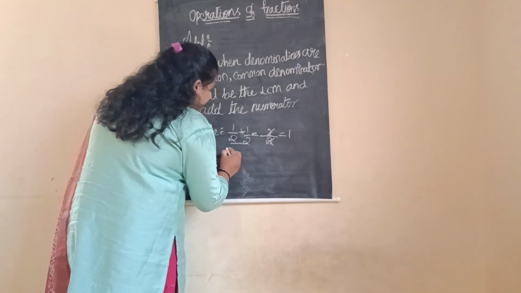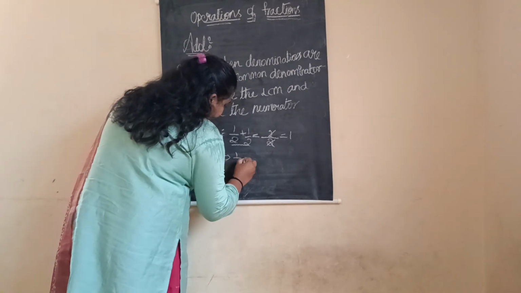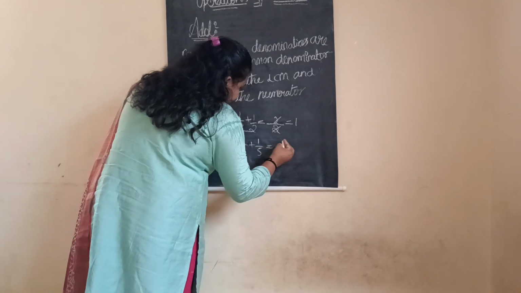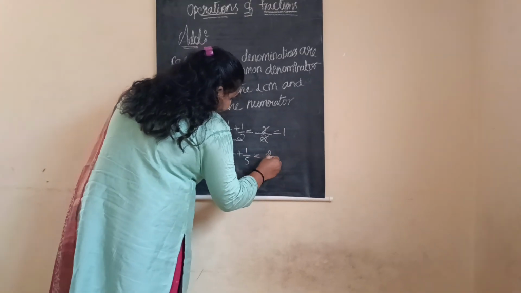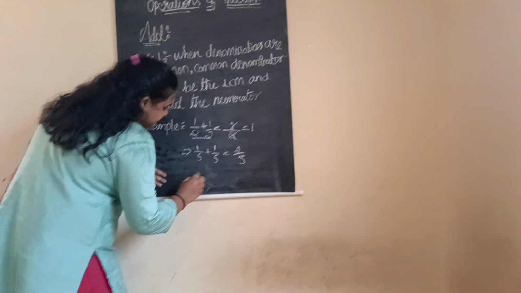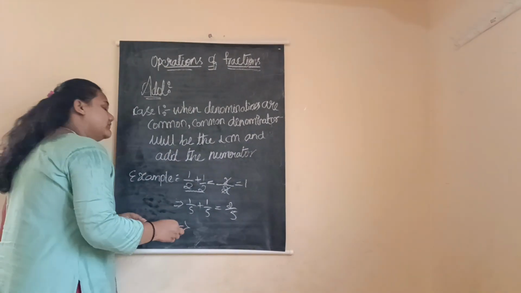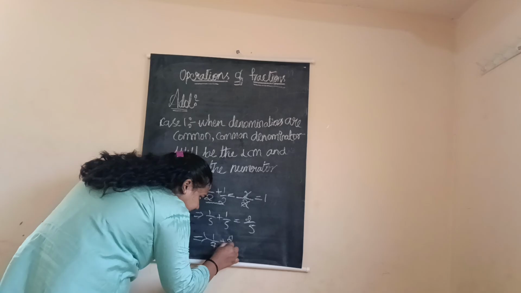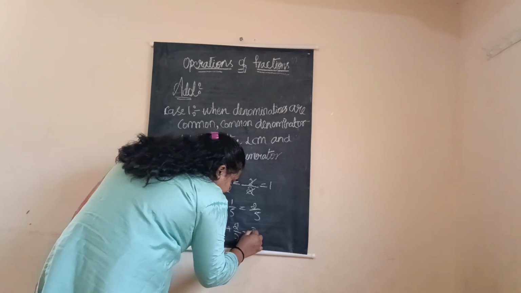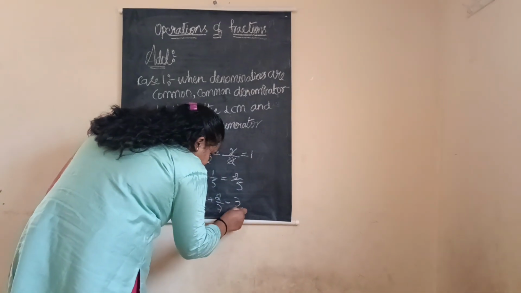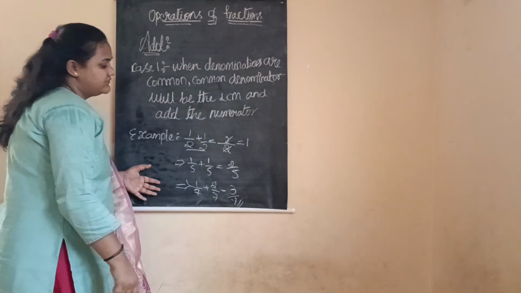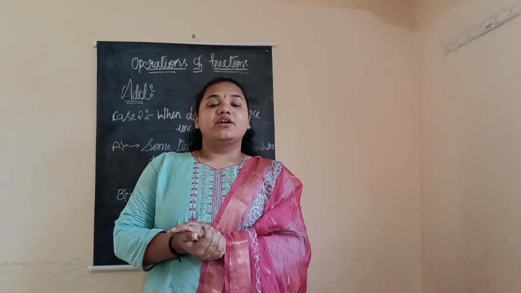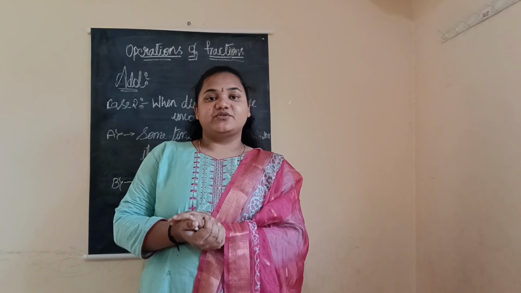So we can write so many examples in this way. 1 by 5 plus 1 by 5 is 2 by 5. 1 by 7 plus 2 by 7 is 3 by 7. And so on. In case 1, we have seen that the common denominator is the LCM.